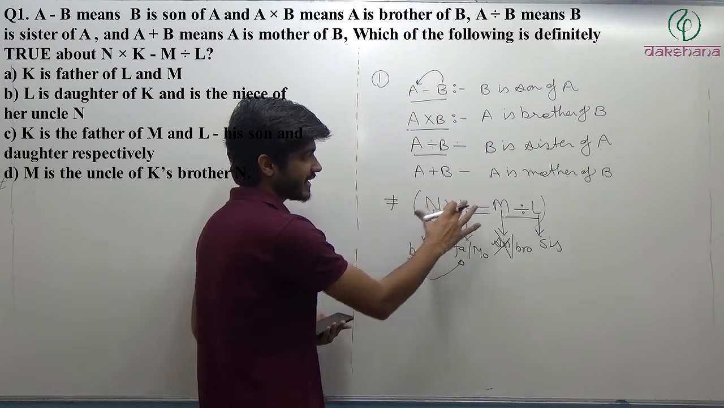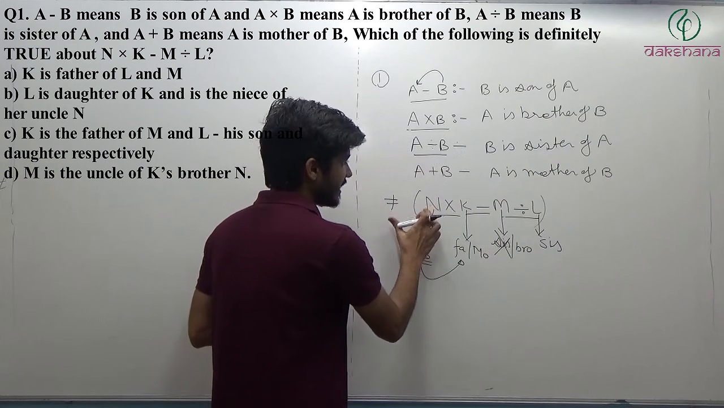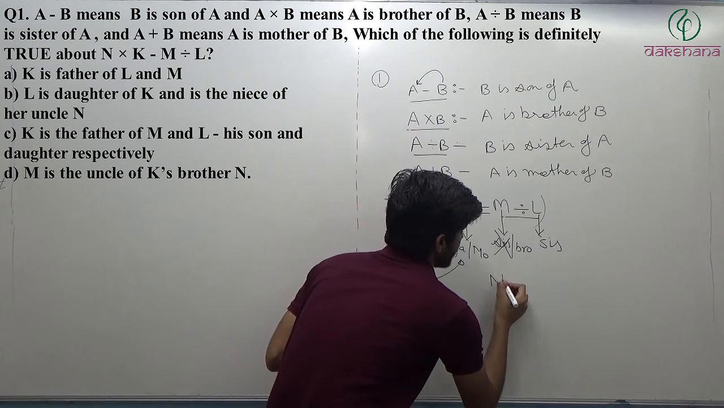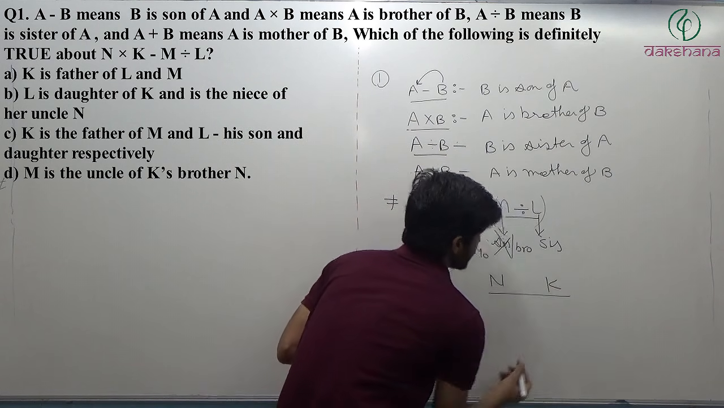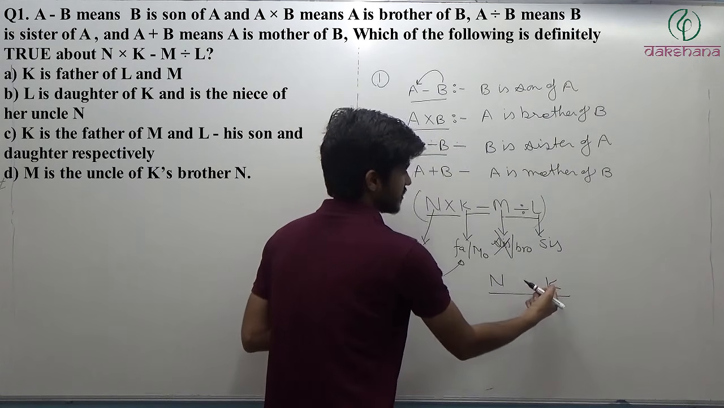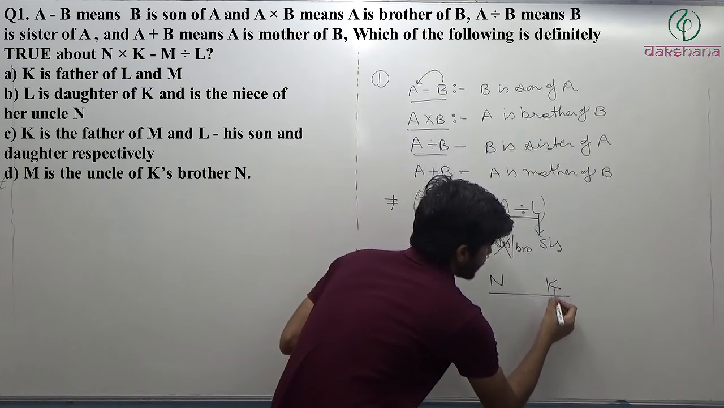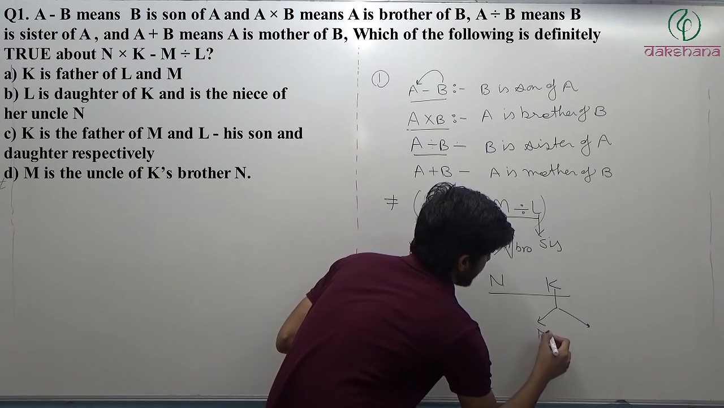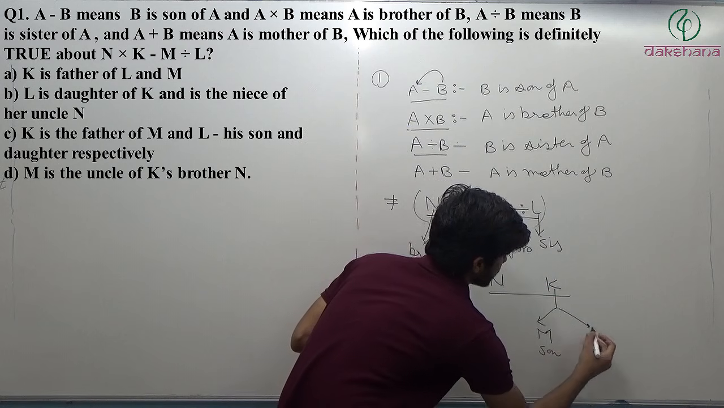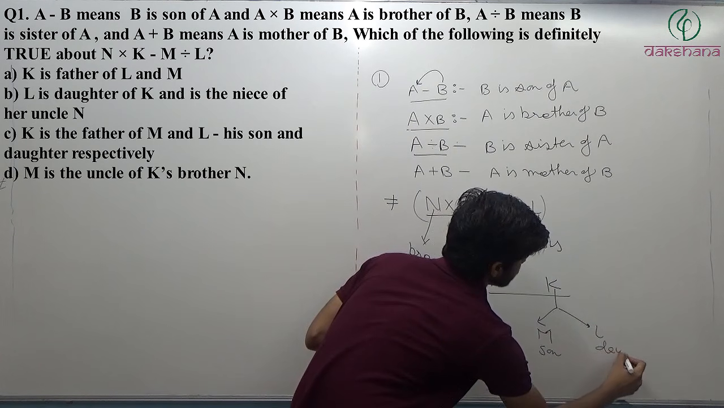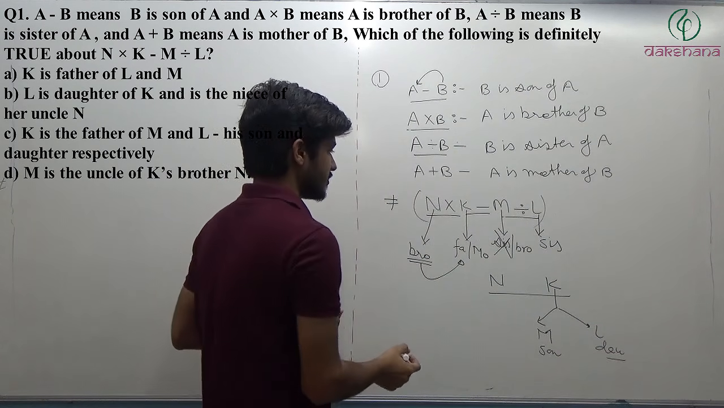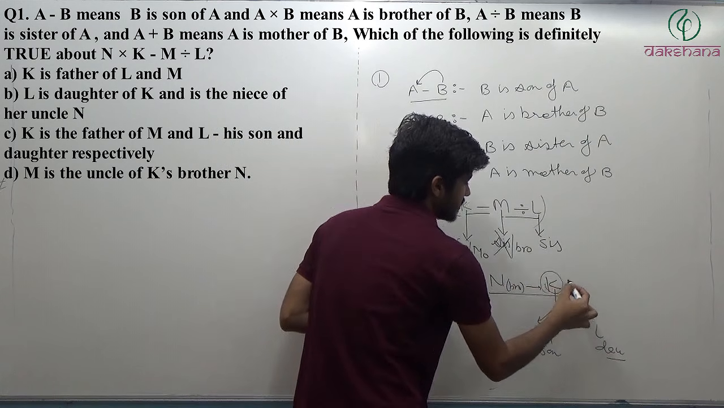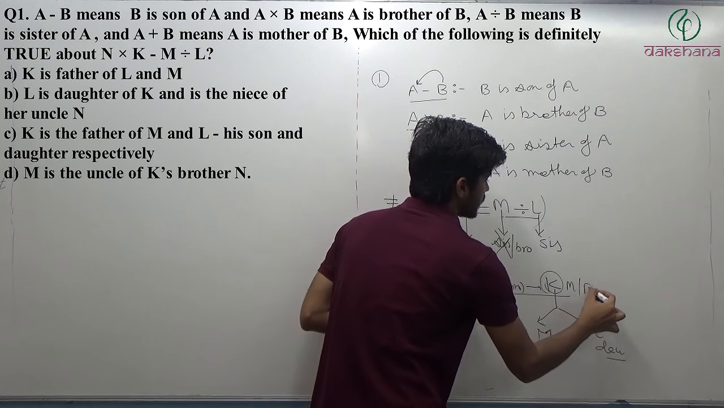But we can make the tree from here. What we can say is that N and K belong to the same generation. K can be male or female. It goes down to a son, that is M. M is son and L is daughter. That's the information given to us. And N is brother of K, and K is either male or female.